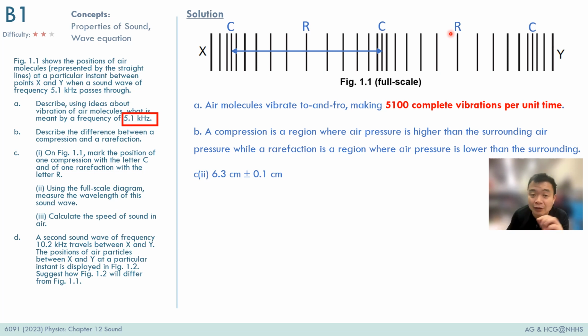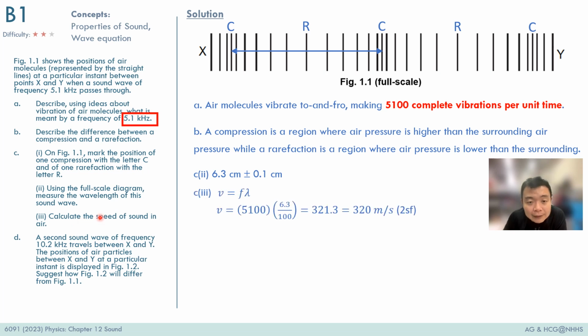So I say again, your answer might not be the same as mine because our printing on the paper might be scaled a little bit differently. So for C part 3, calculate the speed of sound in the air. That's where the wave equation comes in. So frequency is 5,100. Just be very careful of the kilo in kilohertz. So it's 5,100, not 5.1.